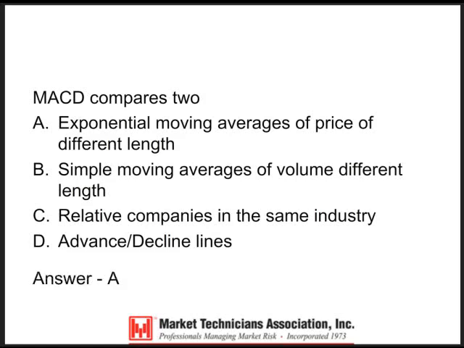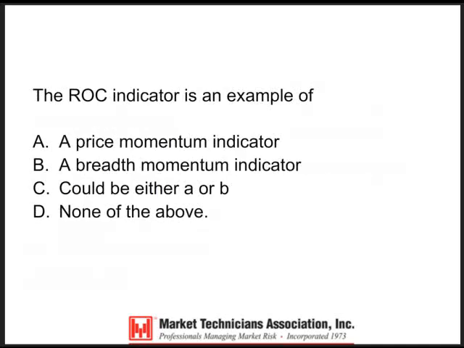Yeah, certainly. MACD compares two EMAs of price of different lengths. Some people would not know that, and they think it's simple moving averages, just reading on through letter B, simple moving averages of volume of different lengths. Certainly that would be the way to eliminate B and give you your answer of A, just because of the name of what the indicator is, moving average convergence divergence. So relative companies in the same industry would not be correct, and advance-decline lines would not be correct either.